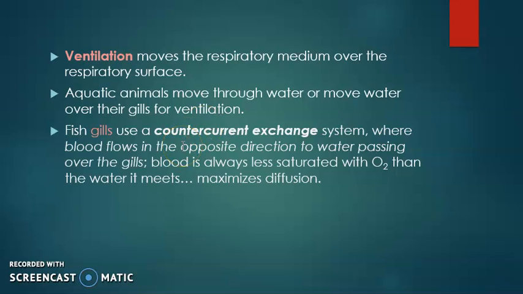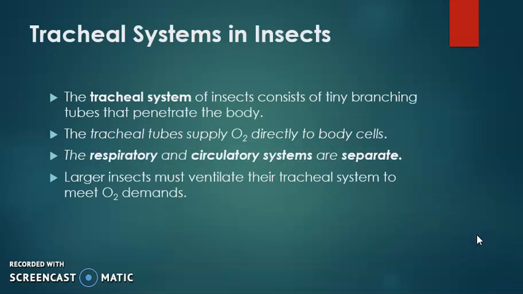Fish gills use a countercurrent exchange system where blood flows in the opposite direction of the water passing over the gills, and blood is always less saturated with oxygen than the water it meets. It maximizes the diffusion. Now, the tracheal system in insects is a very efficient system because air is a much lighter medium in comparison to water.